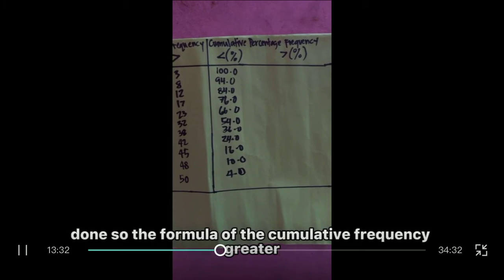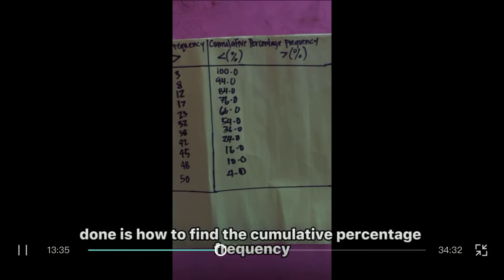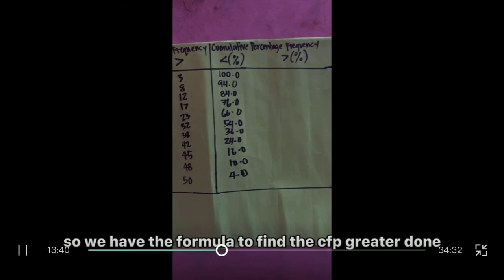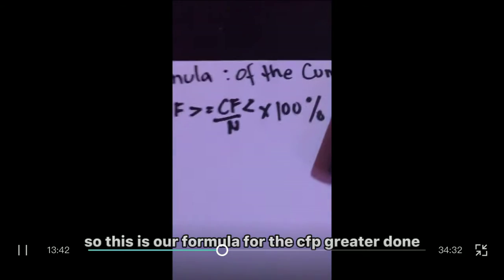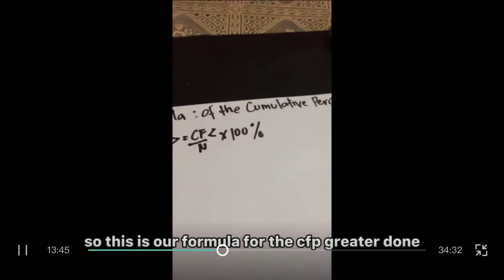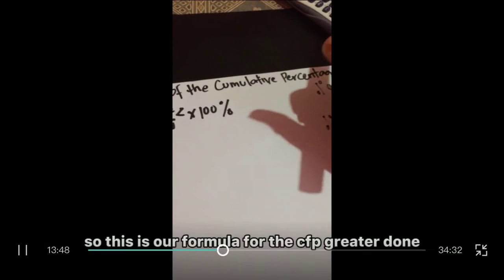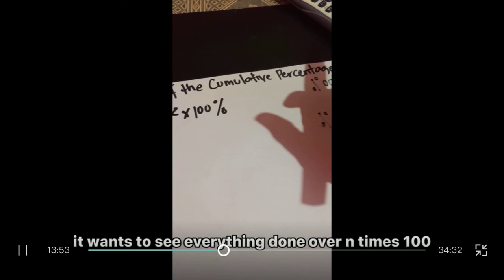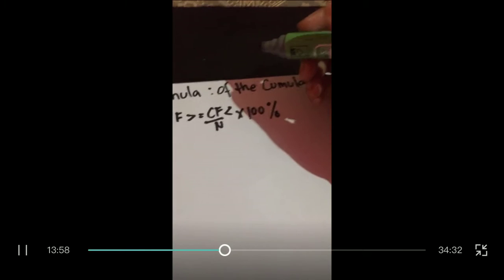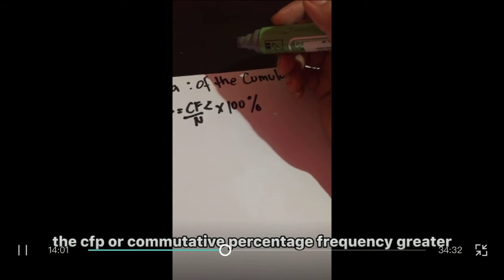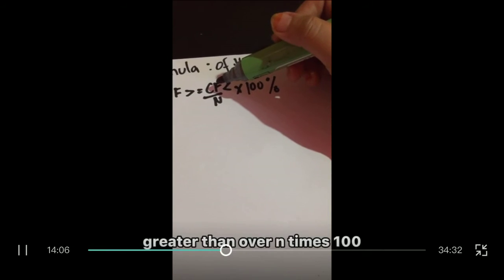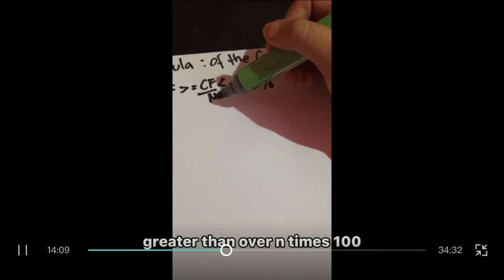The cumulative frequency greater than. So we have the formula to find the CPF greater than. So this is our formula: CPF greater than equals CF greater than over N times 100. Percentage frequency greater than is equal to cumulative frequency greater than over N times 100.